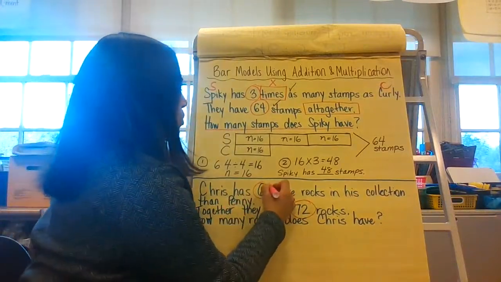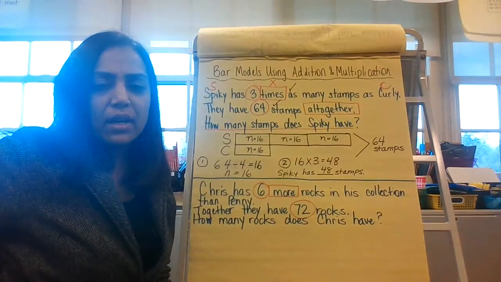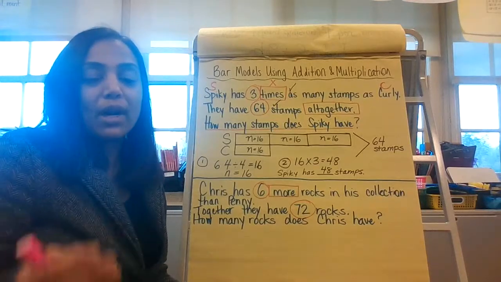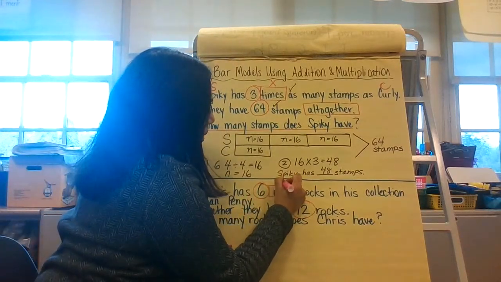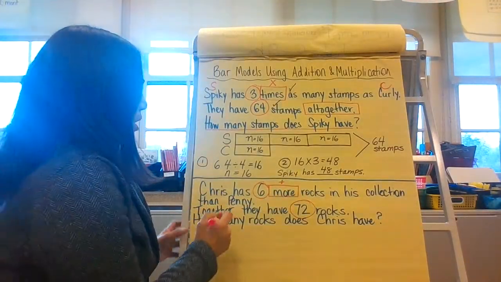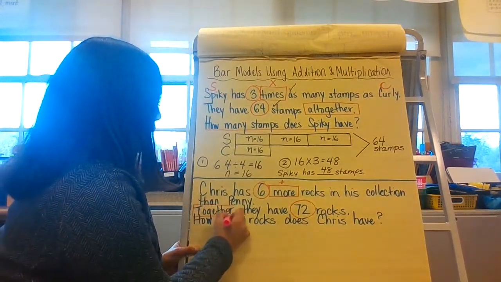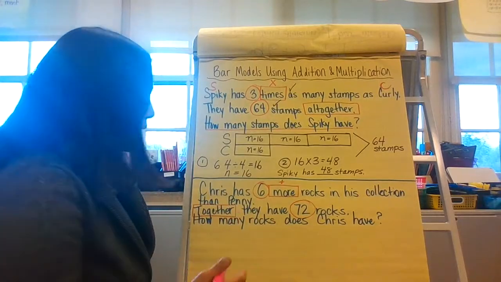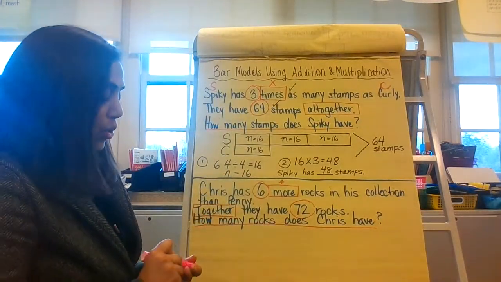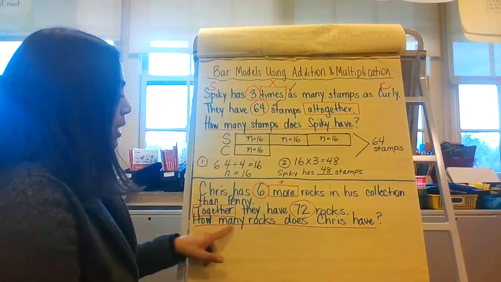So Chris has 6 more. 6 more makes me think I need to add, right? So if I have a certain amount and I'm given 1 more or 2 more, I'm adding. So I'm going to put an addition symbol up here so I don't forget I need to add. Chris has 6 more rocks in his collection than Penny. Together, they have 72 rocks. Okay, together. That kind of makes me think both of them combined, right? Okay. And then I underline the question. And I don't forget to make sure that I write the answer sentence at the bottom. And my answer sentence here is going to be, how many rocks does Chris have?